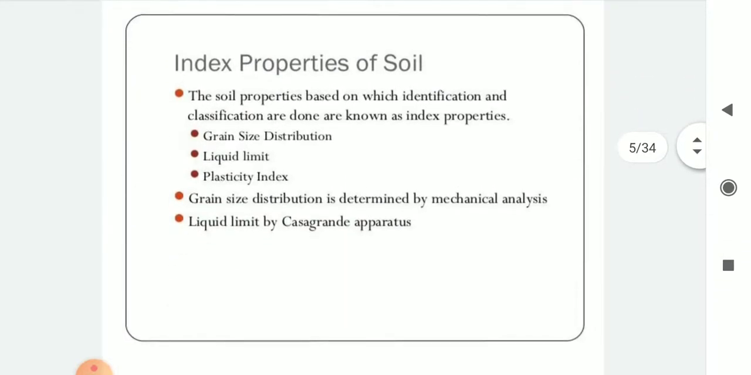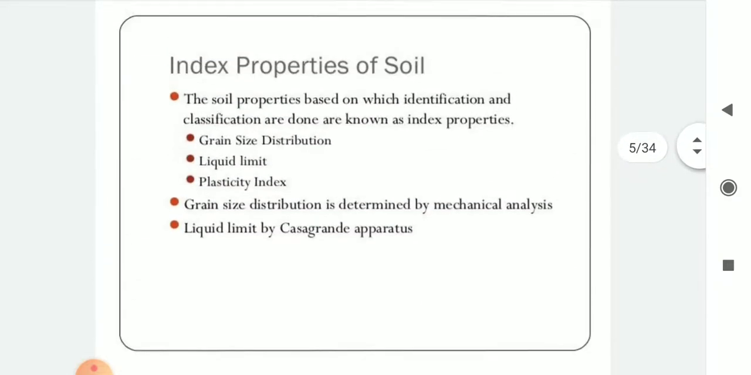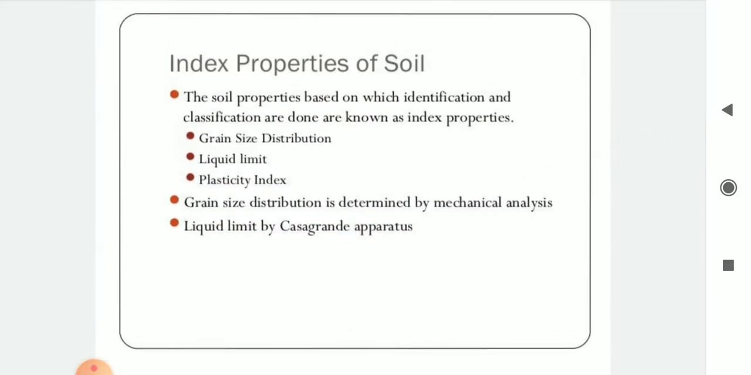Then index properties of soil. The soil properties based on which identification and classification are done are known as index properties. First, grain size distribution, liquid limit, and plasticity index. Grain size distribution is determined by mechanical analysis, and liquid limit by Casagrande apparatus. Okay.